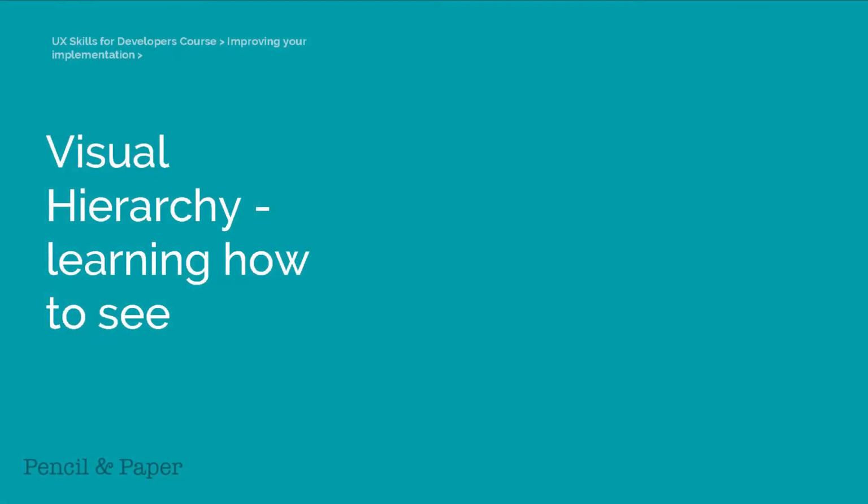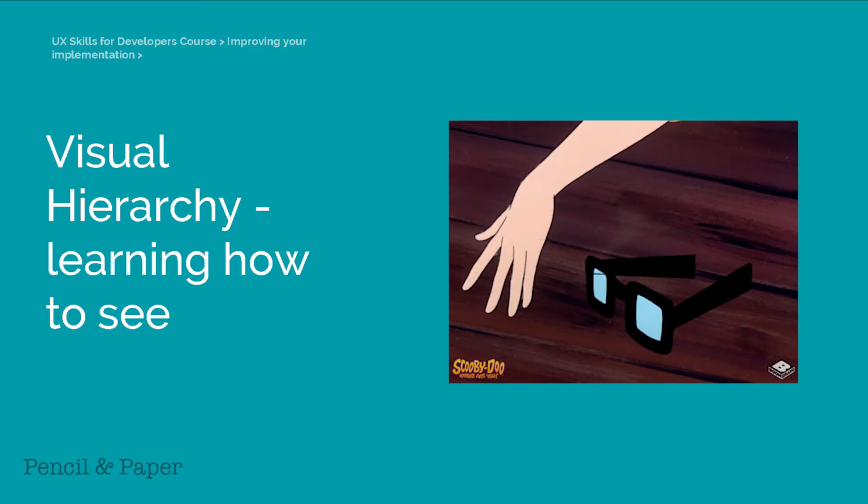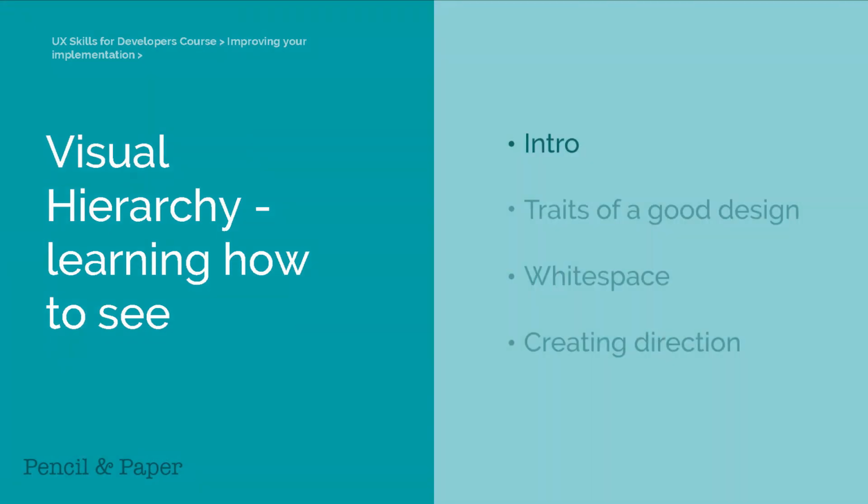The next section is about visual hierarchy. I like to think about this as learning how to see. The first part is we're going to intro visual hierarchy and talk about it conceptually. Then we're going to look at the traits of a good design. We're going to go through some different examples and look at what are nice things about these designs and why do they work?